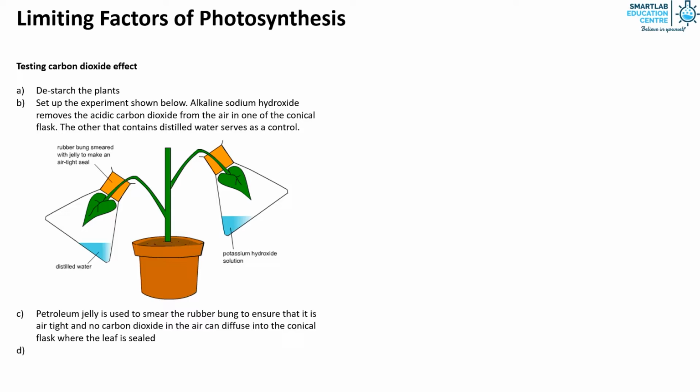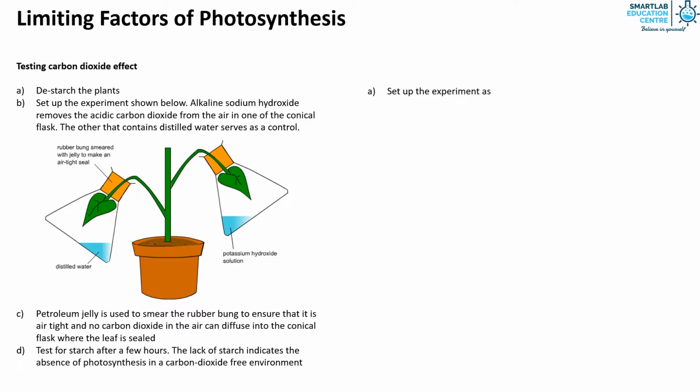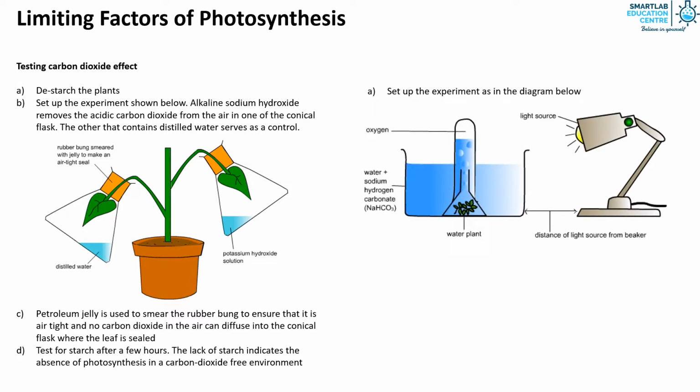After a few hours, test for starch. The lack of starch indicates the absence of photosynthesis in a carbon dioxide-free environment. The next experiment we can do is to set up the experiment as in the diagram shown below.